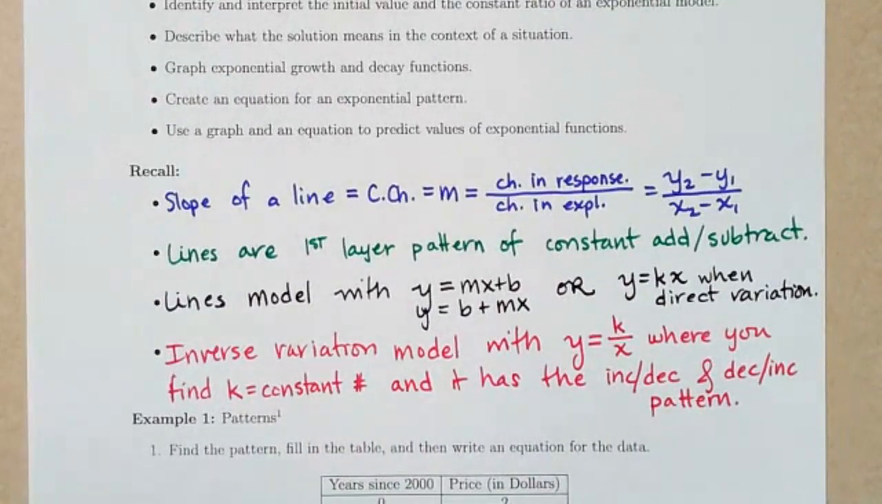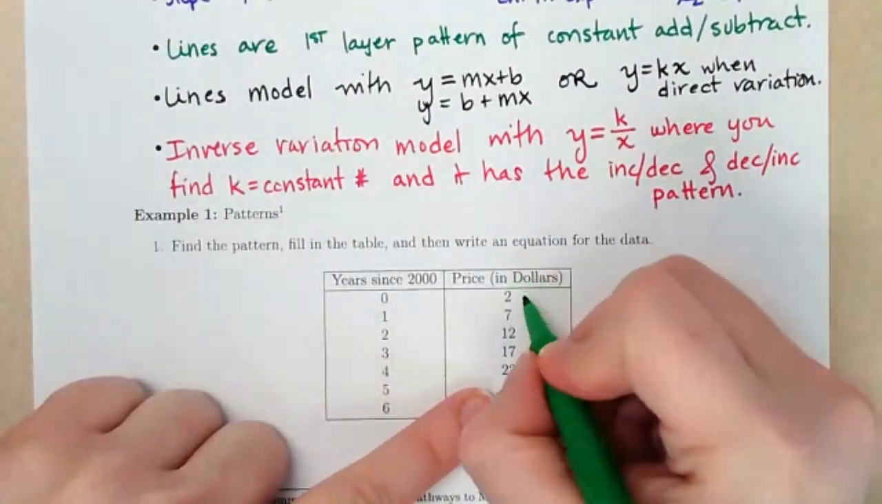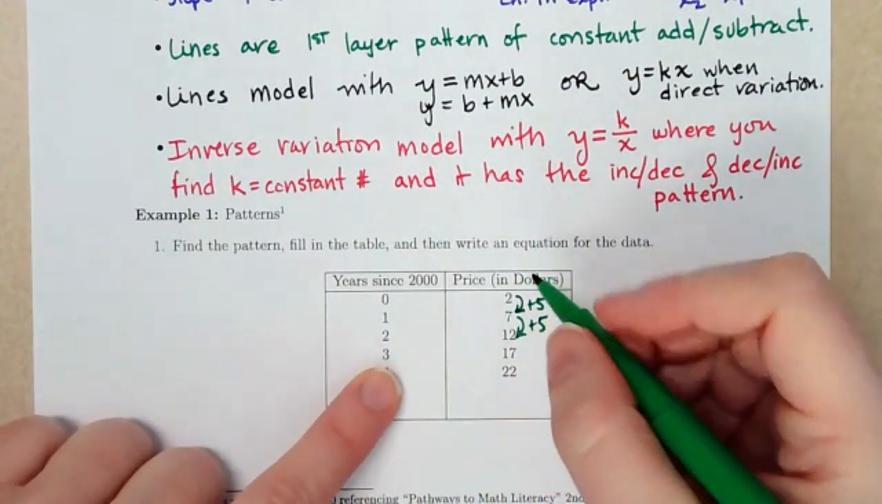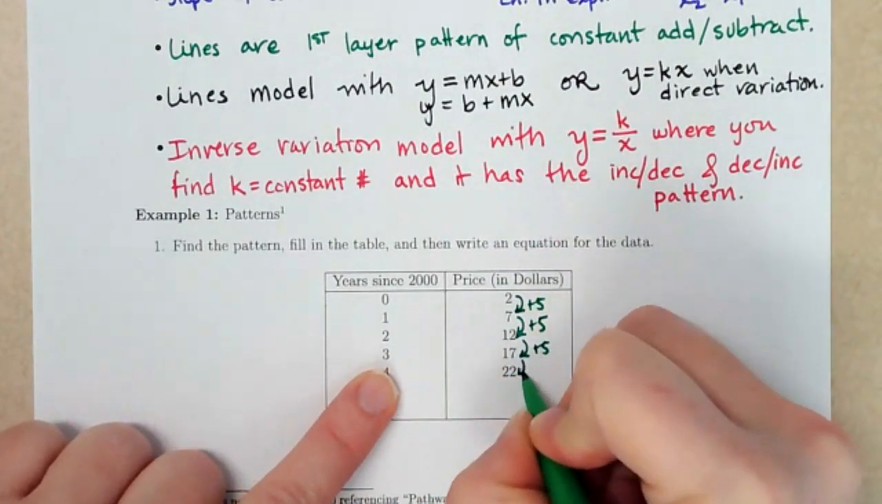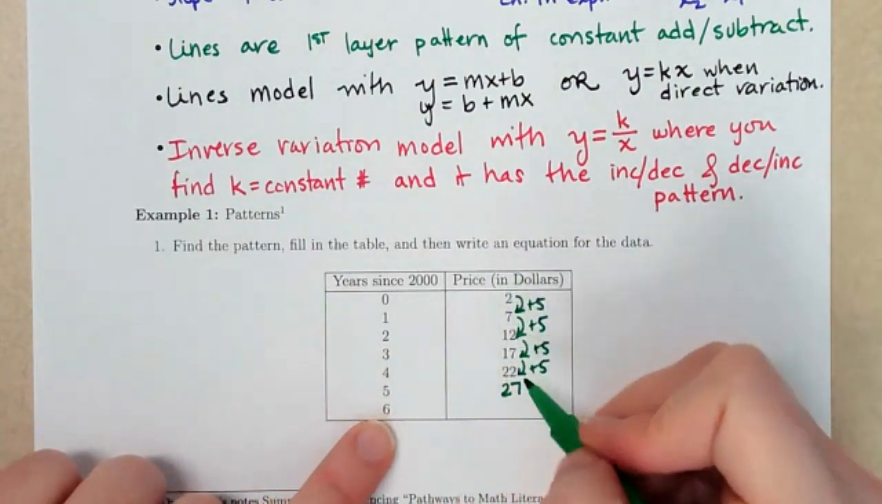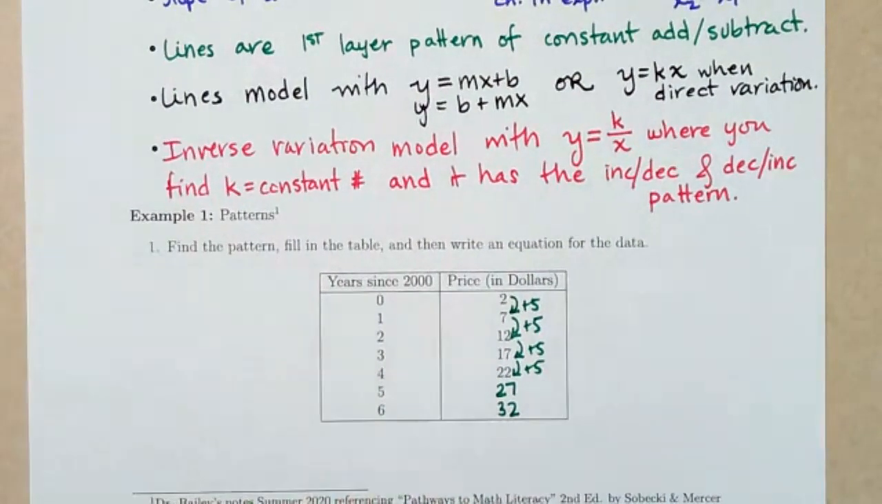Okay, so example 1 talks about some patterns. Let's do it. Find the pattern, fill in the table, write an equation. I already see it. And I think we've seen this example before, actually. I see the pattern is a constant plus 5 for every 1 increase in year. Okay, I'll fill in the pattern. 5 more makes 27 price in dollars. 5 more makes 32 price in dollars after 6 years.